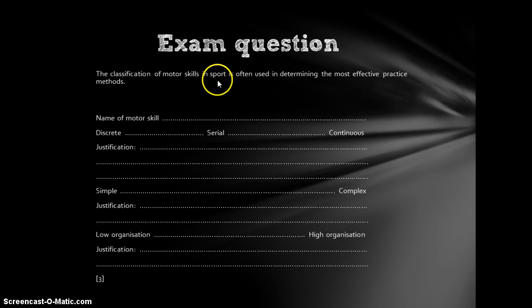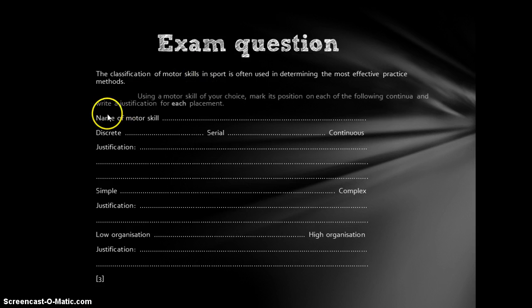The classification of motor skill in sport is often used to determine the most effective practice methods. So what it's asking us for is our knowledge of classification of motor skill. Using a motor skill of your choice, mark into position on each of the following continua and write a justification for each placement. So it's asking you to name a motor skill, so that's a movement skill. So you would just put that in there, and then in here you mark along that line whether you would say it's a discrete skill, serial or continuous or somewhere in between. And then what you need to do is write in your justification underneath.